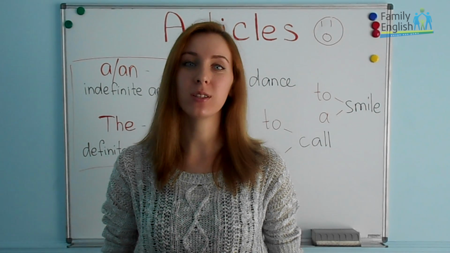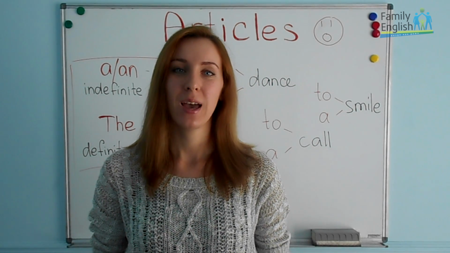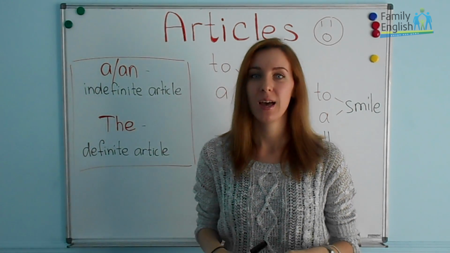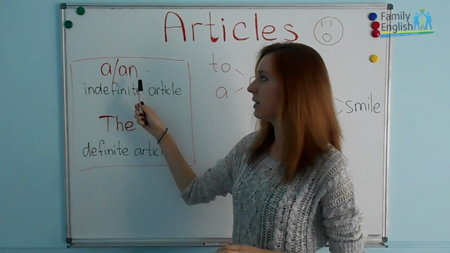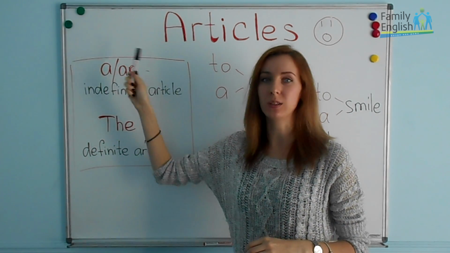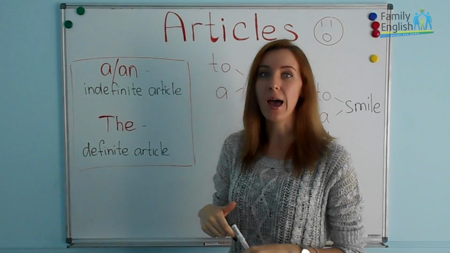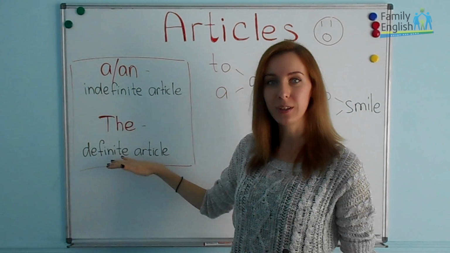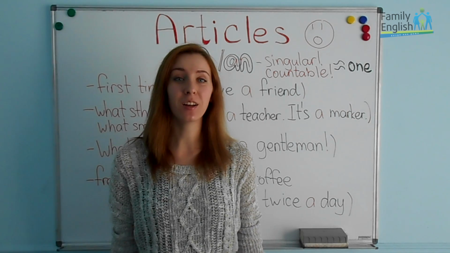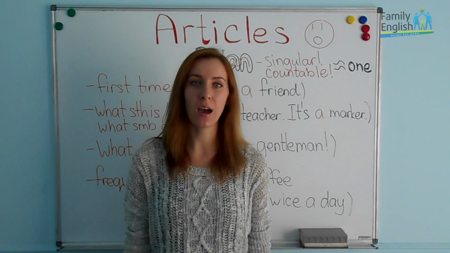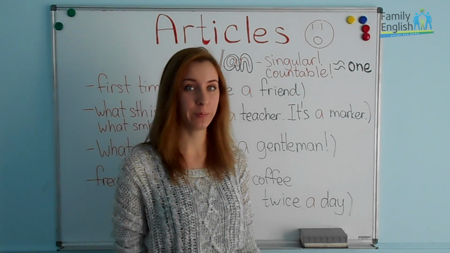Today I'll tell you about articles in the English language. In English we have two articles: an indefinite article, a or an, which is basically the same thing, and a definite article, the. Let's take a closer look at the indefinite article a or an.